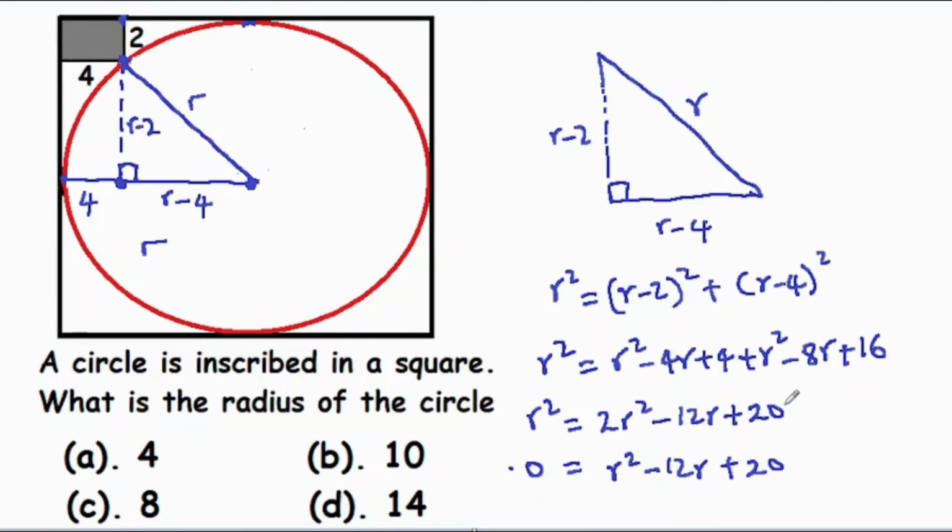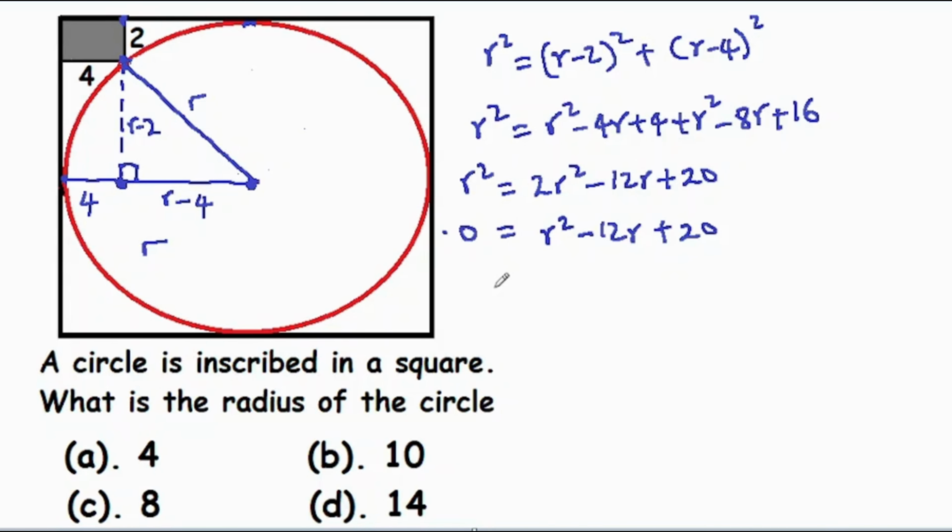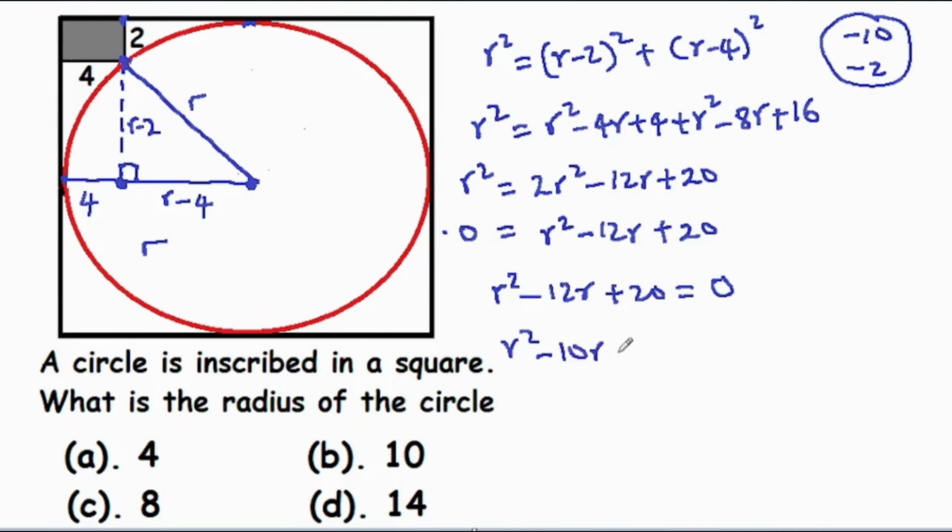Then we are going to factorize this quadratic equation. So we are going to look for two numbers that add together to give us negative 12, and when we multiply them together, give us 20, and the two numbers are negative 10 and negative 2. So we'll substitute negative 12r with negative 10r and negative 2r. These two sum up to negative 12r, and if you multiply them together, that's going to give you plus 20. So we have plus 20 equals to 0.